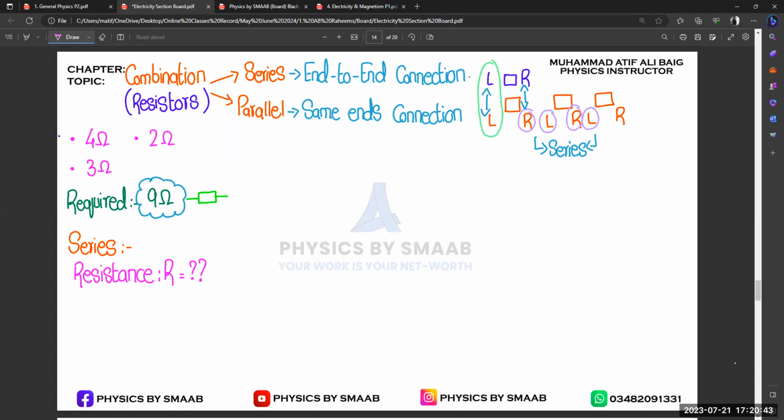Now let's talk about the other two quantities, because one of them will remain constant and the other one will be variable, right? The other two quantities are the voltage or the potential difference, V, and the current.